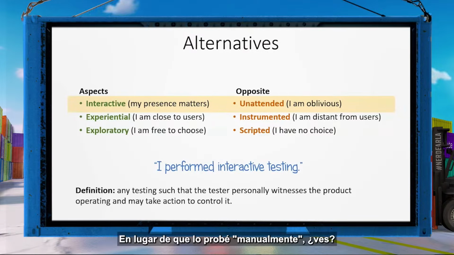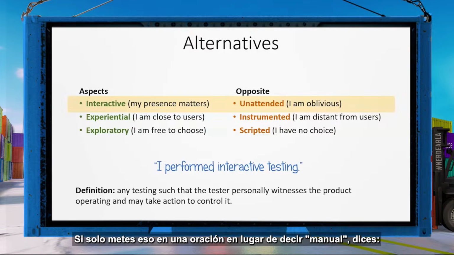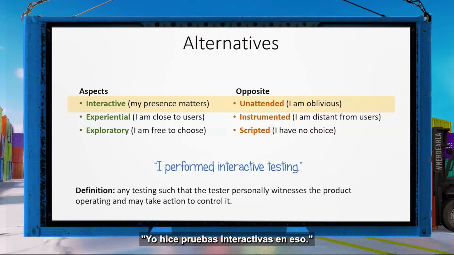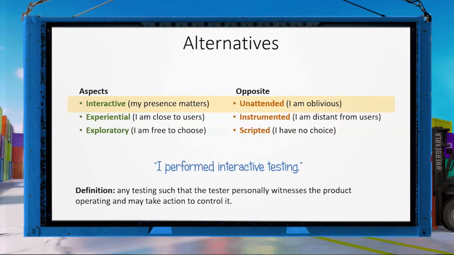You see? The cool thing is, people will understand that without you having to explain it. If you just slip that into a sentence, instead of saying manual, you say, I did interactive testing on that. Most people will immediately know what you're talking about. I've been practicing with this, so I've noticed with my clients that they seem to have no trouble with it.